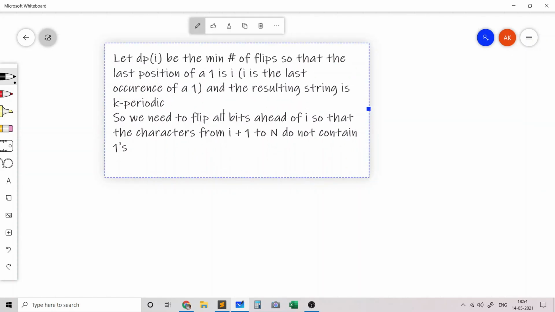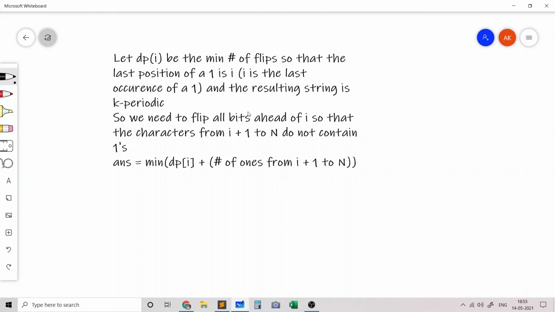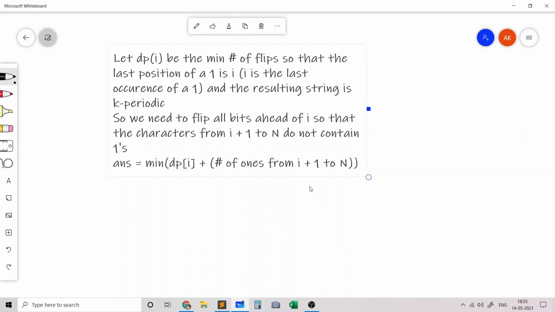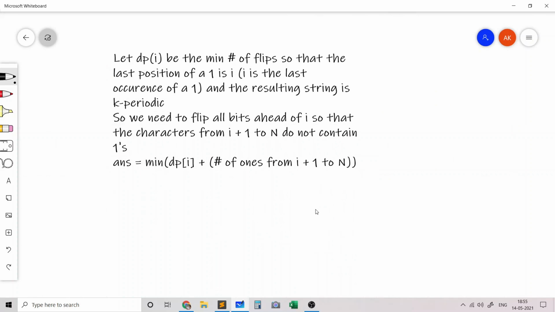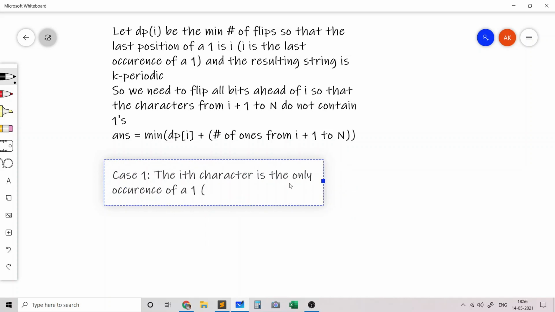So the final answer would just be the following, and this is because of what I've just written above, that we keep the position i to be the last occurrence of a 1, and from all the other positions from i plus 1 to n, we make them zeros. And this means that only s of i is equal to 1. All others are zeros.